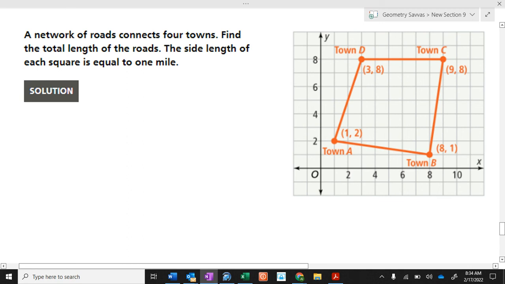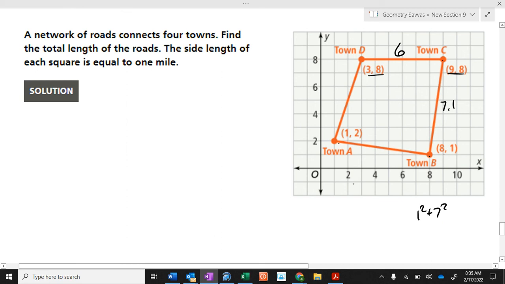Here are 4 different roads. 1, 2, 3, 4. Okay? What's the length of all the roads? Well, the easiest length to find is D to C. How far is it from 3,8 to 9,8? How far is it from 3 to 9? 6. Okay? From 8,1 to 9,8, we go over 1 and up 7. So it's 1 squared plus 7 squared, which is the square root of 50, which is 7.1.